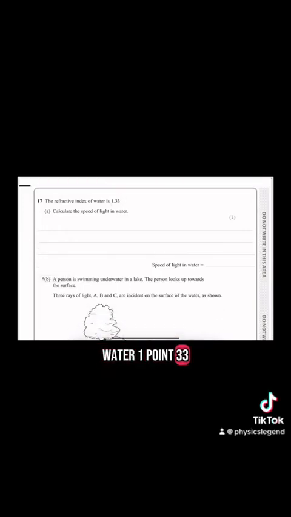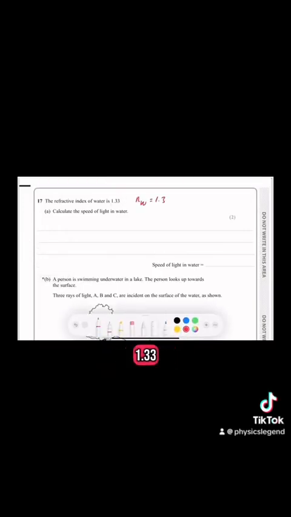Refractive index of water 1.33, N of water 1.33. By the way, refractive index has no unit, which in physics means it is the ratio between the speed of light in vacuum and the speed of light in medium. The examiner is asking to calculate the speed of light in water.